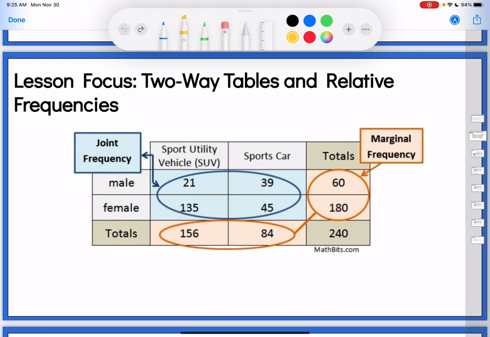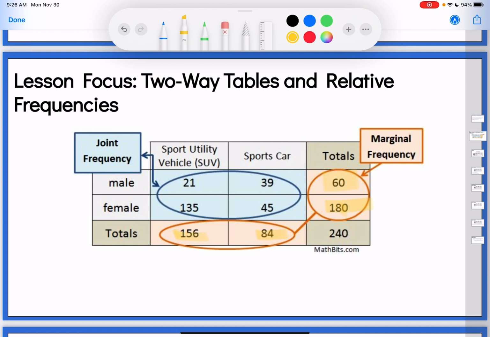So we say, okay, here in this first column, these are all the people who bought SUVs. So 21 males, 135 females. That means 156 total people bought SUVs. You could look at this column then and say the number of people who bought sports cars: 39 men, 45 women, for a total of 84 people who bought sports cars. So these marginal frequencies are just the totals of either the rows or the columns, right?